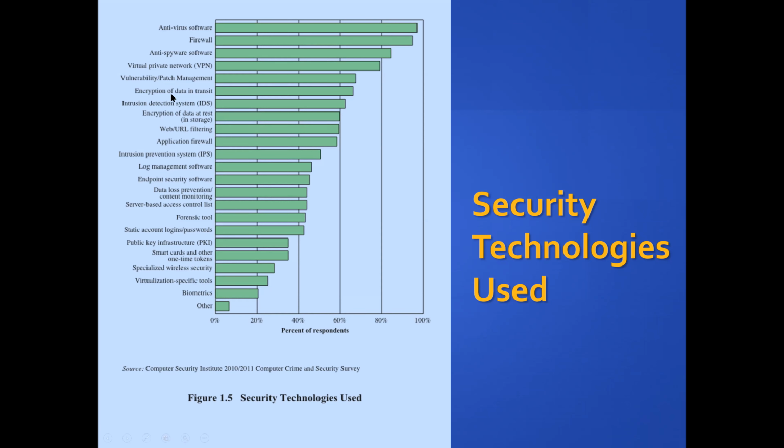Other controls include vulnerability patching, obviously encryption, intrusion detection, more encryption, web filtering, intrusion prevention systems, endpoint security, log management, forensics, PKI or public key infrastructure, biometrics, and so on. We will not cover all of these. Forensics, for instance, is covered in another course, but these are all controls. I like this list, and we will cover some of these this semester.